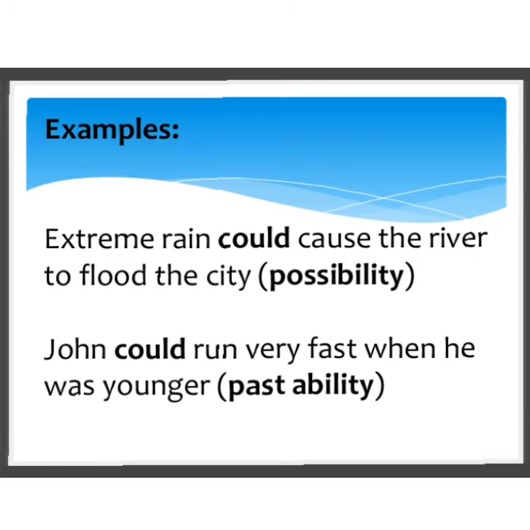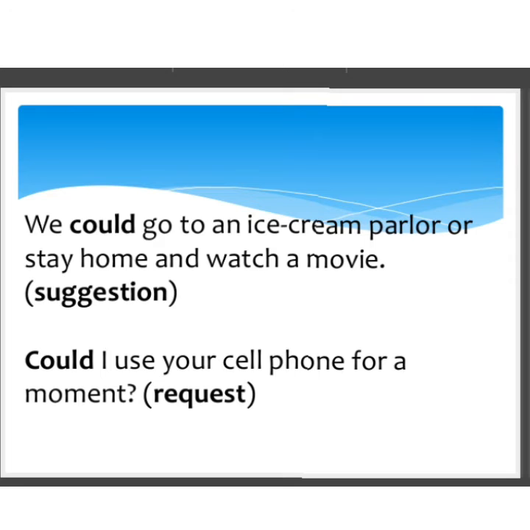Let's see the examples. Extreme rain could cause the river to flood the city. In this sentence, there is a possibility. John could run very fast when he was younger. Here in this, we can see the past ability of John. Here we can see some more examples related to suggestion and request.